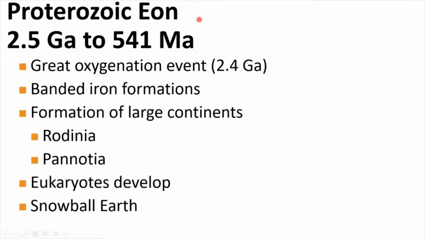The next is our Proterozoic eon. This was 2.5 billion years ago to 541 million years ago. And during this time, there was what was called the Great Oxygenation Event that happened roughly 2.4 billion years ago. And just after that, we get large deposits of what we call banded iron formations or BIFs. And during this time, we see formation of really large continents like Rodinia and Pannotia. And we start seeing eukaryotes develop. These have a true nucleus. And we also see snowball Earth.